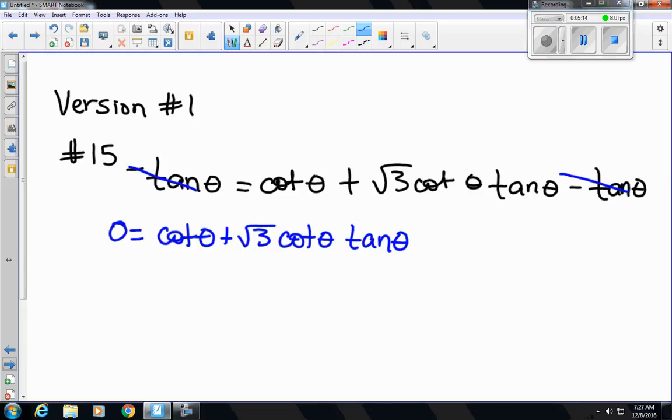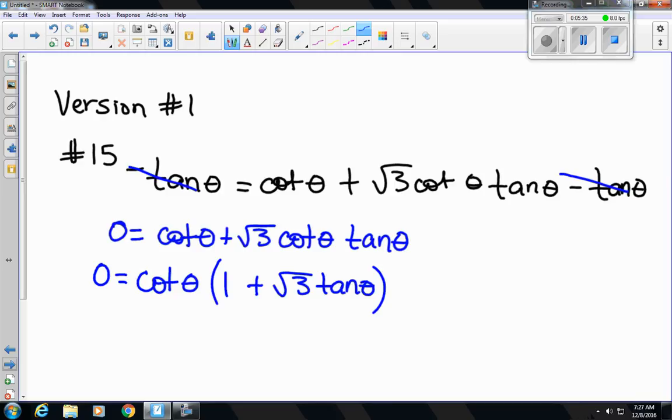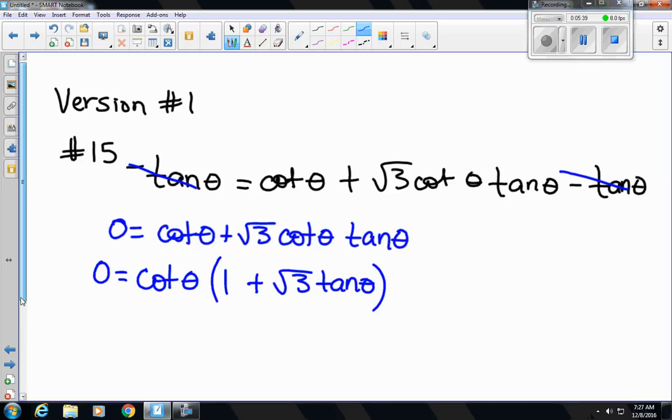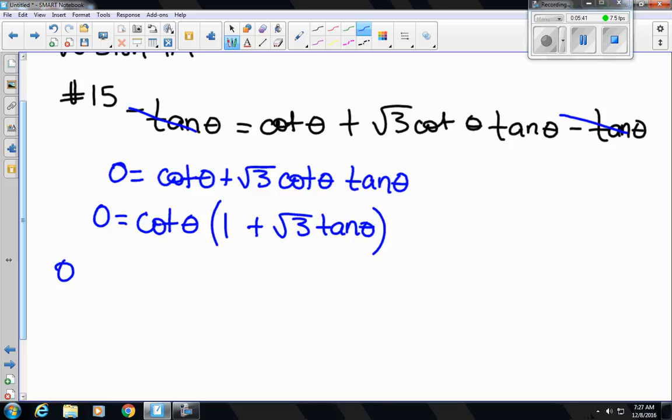I can take out a cotangent. So 0 equals cotangent of theta, parentheses, what? 1 plus root 3 tangent of theta. That's all I can do, so now I can solve the problem. Here we get to the part where a lot of people miss the boat. So 0 equals cotangent of theta.